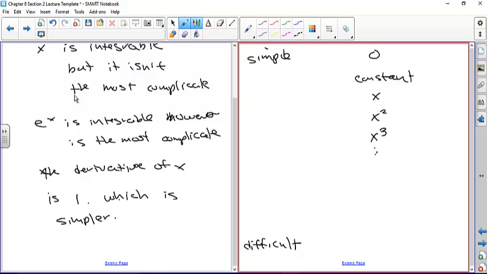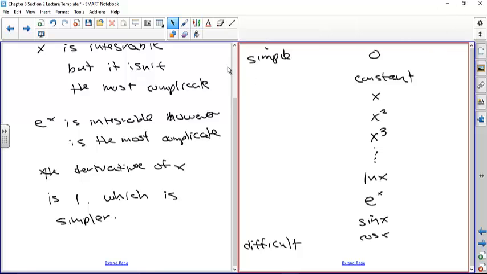Then you get to things like the natural log of x, probably the next one once you've gone through all the polynomials, and then you'd probably have e to the x, and then finally maybe the sine of x, cosine of x. Those are all equally difficult. Why is that the case? Because if you look at the derivatives, so these are the original functions. I don't have enough space here. I need to move everything down a little bit.